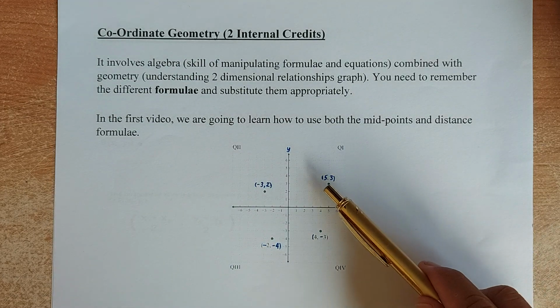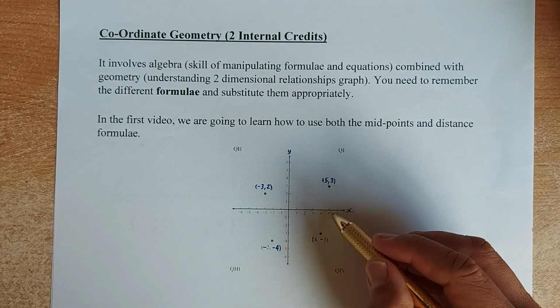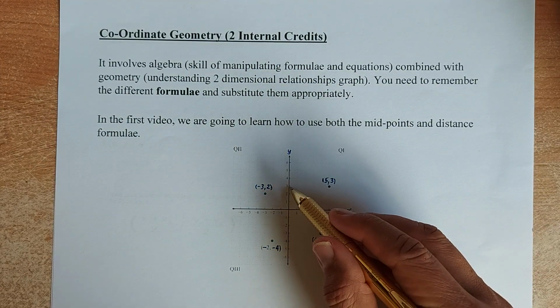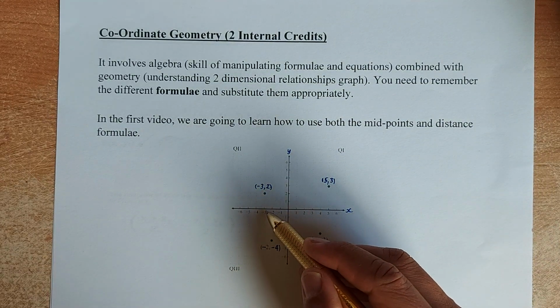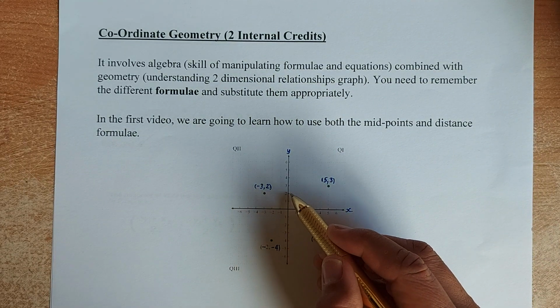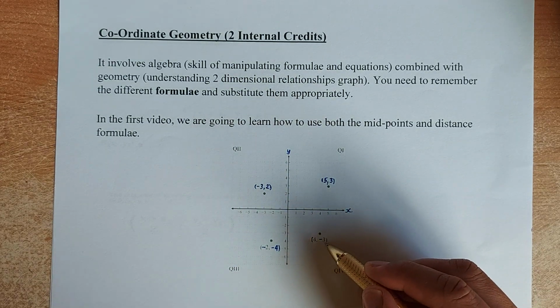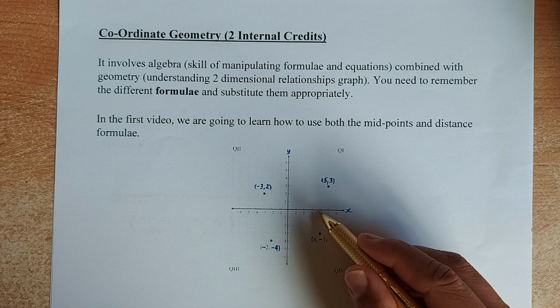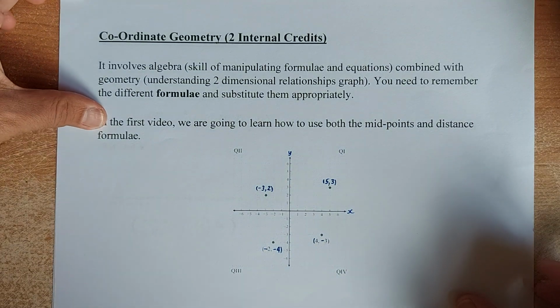So if I say 5, 3, it means that your x value is 5 and your y value is 3. Similarly, if I say -3, 2, it means your x value is -3 and your y value is 2. And last but not least, if it is -4, -3, your x is -4 and your y is -3. These are the coordinates of the graph. That's why it is called coordinate geometry.